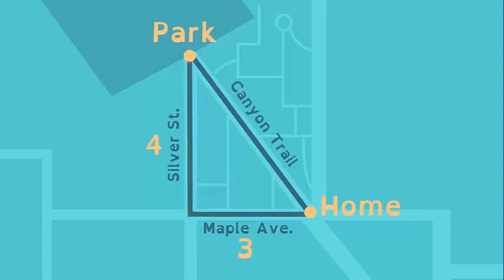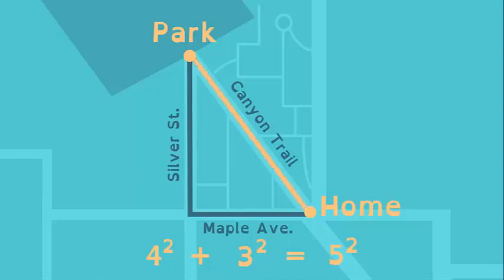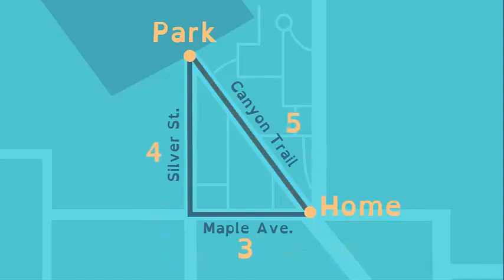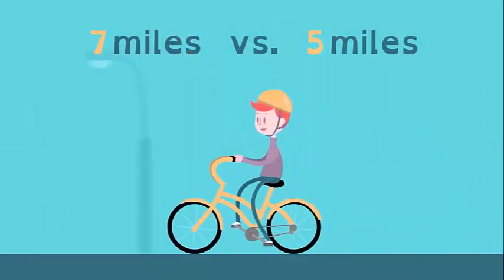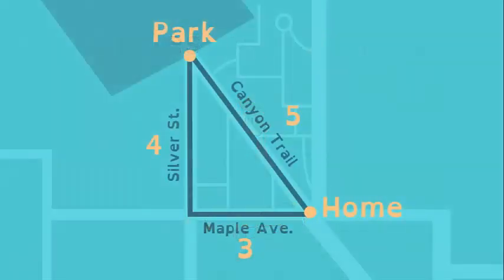Applying the Pythagorean theorem, 3 squared plus 4 squared equals 25. She knows that 5 squared is 25. So the hypotenuse, the length of Canyon Trail, is 5 miles. 2 miles less of biking for Lucy. What if Lucy doesn't know the lengths of Maple Avenue and Silver Street?